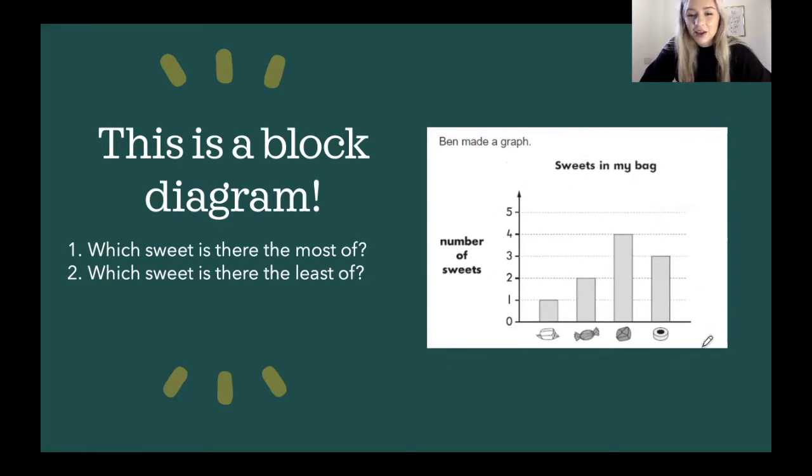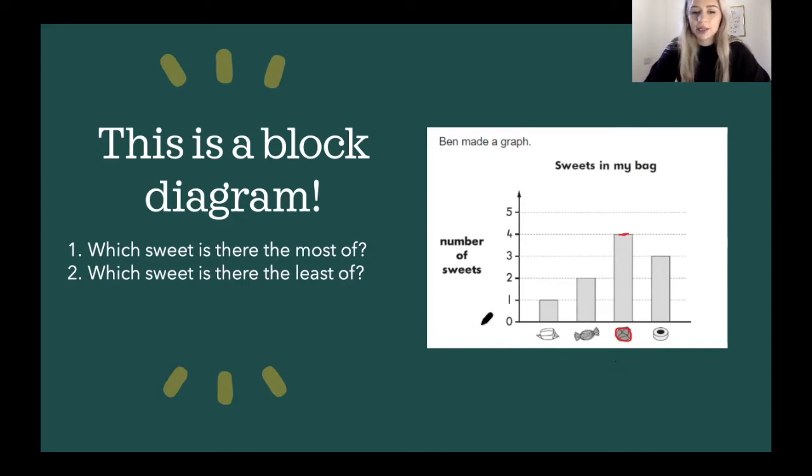Okay, well done. So you should be able to tell just from looking at the diagram which sweet is the most popular, which sweet there are the most amount of. And it would be this sweet here, because we know that this diagram, this bar or these blocks go all the way up to 4 and they reach higher than any other block. That means there's more of them. So this is the most popular sweet. This is the answer to number 1.